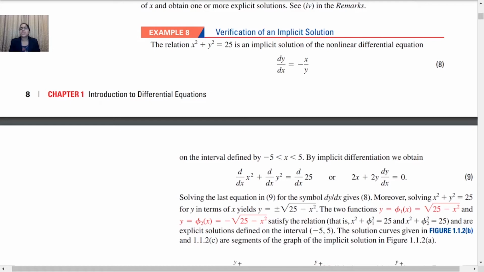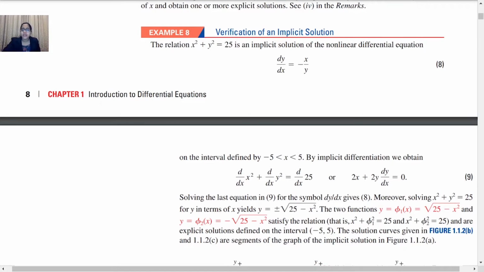Note one thing: this is a non-linear equation. Why? This expression contains y into dy/dx, that is, the product of the dependent variable and its derivative, and that must not be present in a linear differential equation. That is just to recall the difference between non-linear and linear. It has nothing to do with the solution part. So this is an example of an implicit solution.